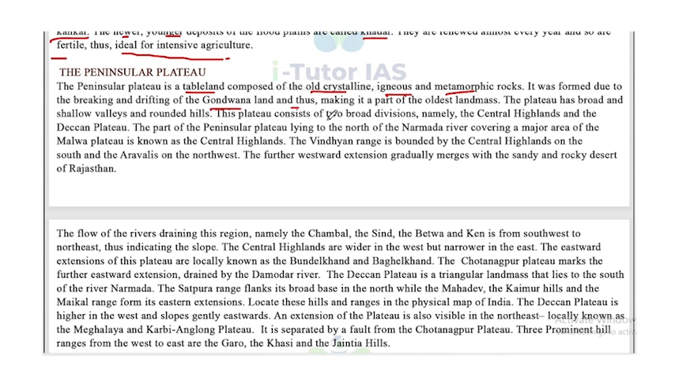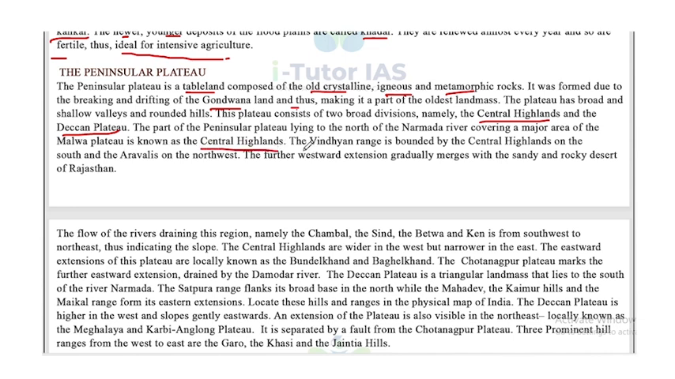This plateau consists of two broad divisions, namely the Central Highlands and the Deccan Plateau. Okay, so the plateau has two broad divisions. The first one is Central Highlands and the next one is Deccan Plateau. The part of the Peninsular Plateau lying to the north of the Narmada River, covering a major area of the Malwa Plateau, is known as Central Highland.